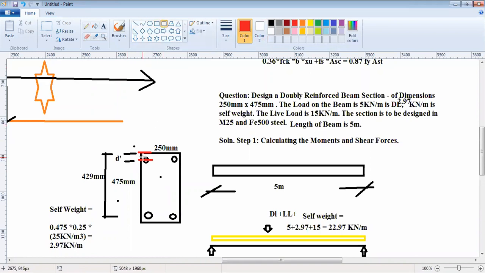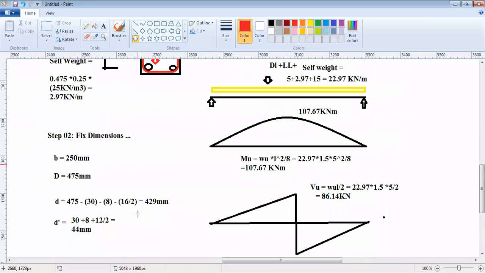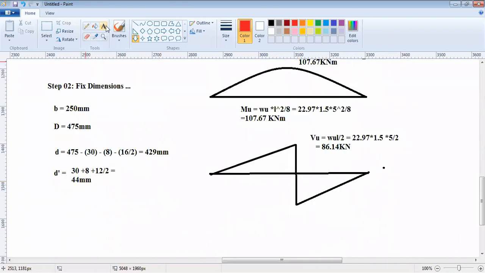There is always a ring over here. So I have assumed that to be 8 mm, and we have assumed at this point 16 mm, and this compression reinforcement we have assumed to be 12 mm. So the dimensions are right now fixed.